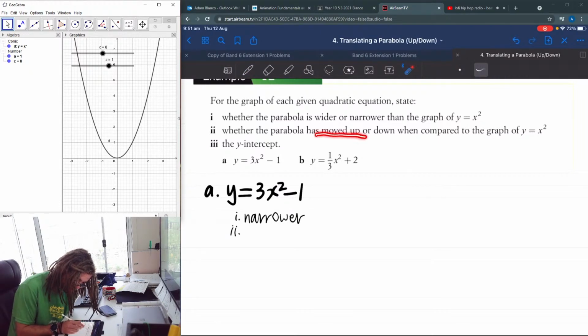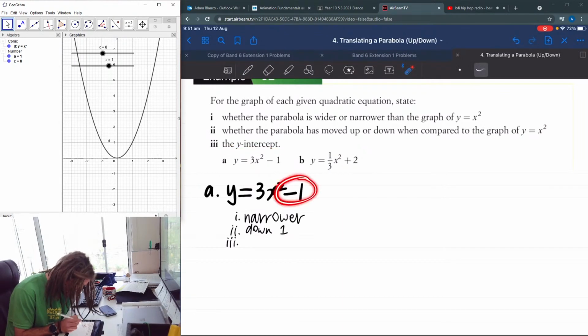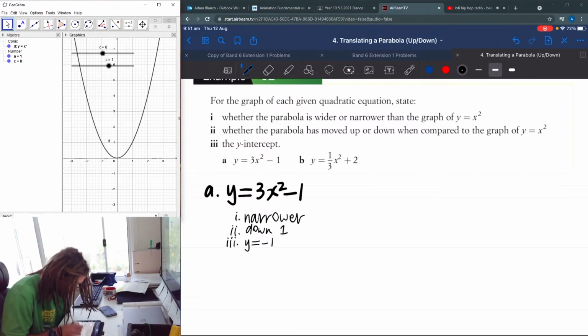Now it asks me, has it been moved up or down? Well, it's actually been moved down 1, so down 1. Or you could just write minus 1. And then the y-intercept, well, the y-intercept is that. So it is y equals minus 1. That is the y-intercept. Okay, B.